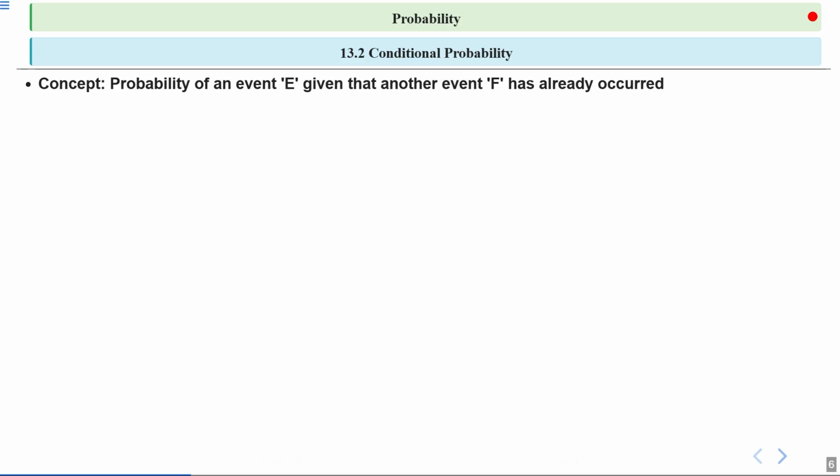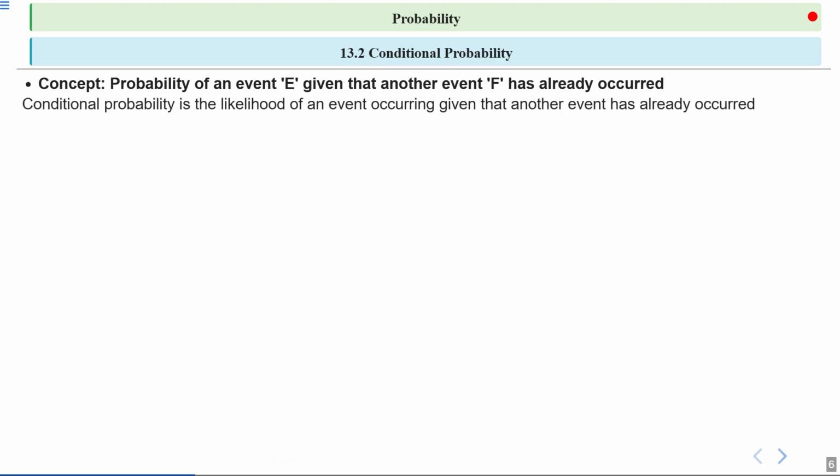Now let's see conditional probability, which is a key concept in probability and statistics. This is especially important in physics when we want to predict the likelihood of an event, given that something else has already happened, right? Let's start by understanding what this means and why it's useful.